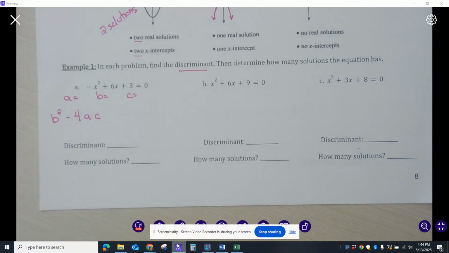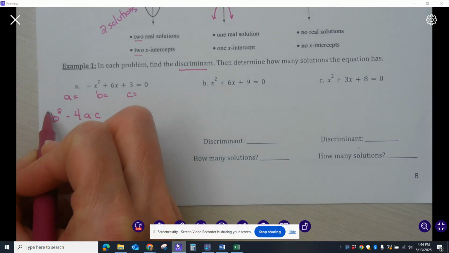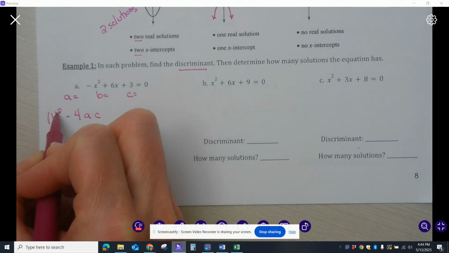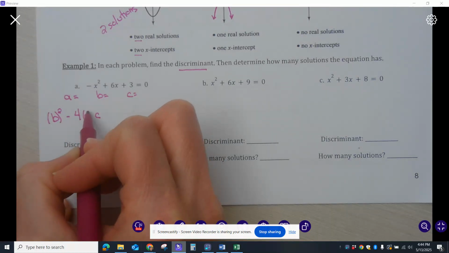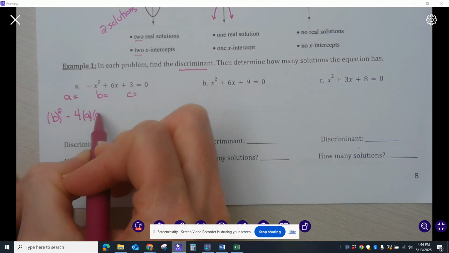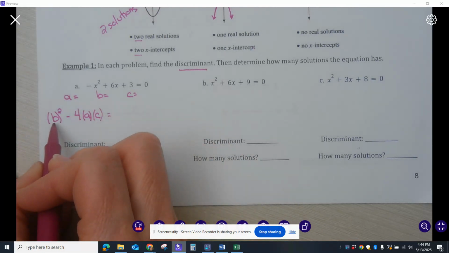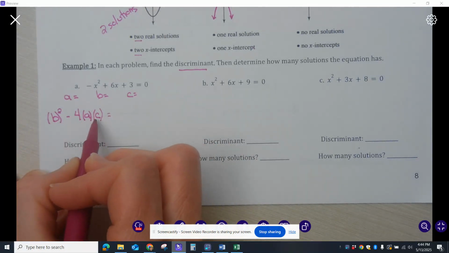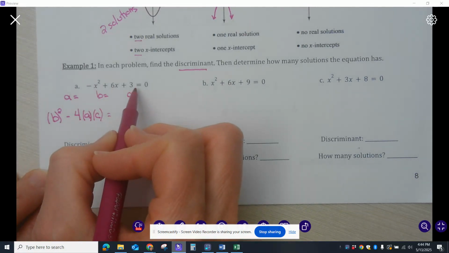Now, what I would like you to do with this is wherever there's a letter or a variable, I want you to wrap it up in parentheses. So I want you to wrap up that B, I want you to wrap up that A, and I want you to wrap up that C. So we're going to substitute values in for B, A, and C. We need those parentheses.